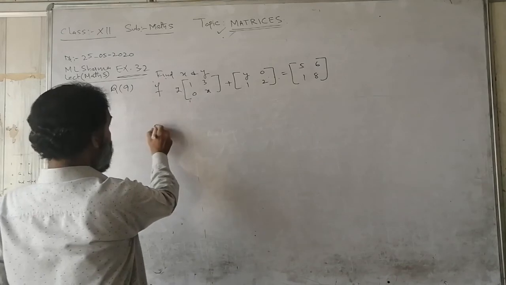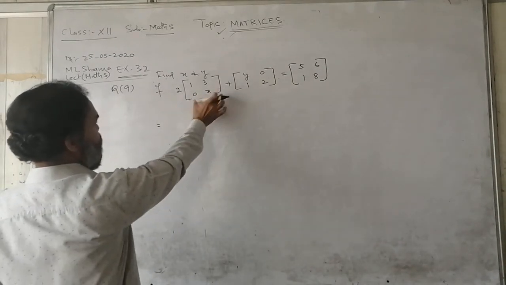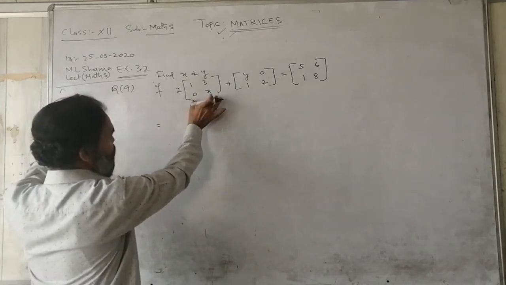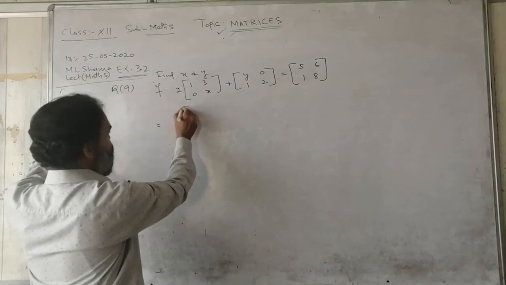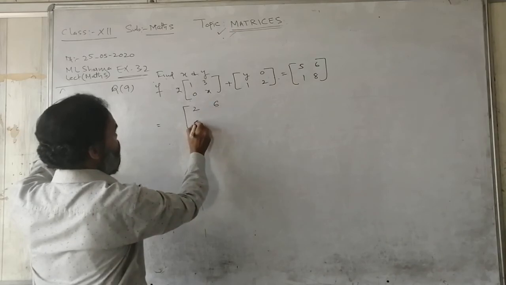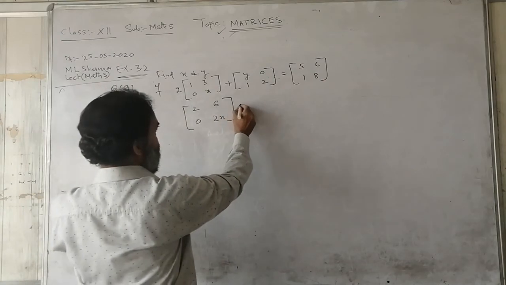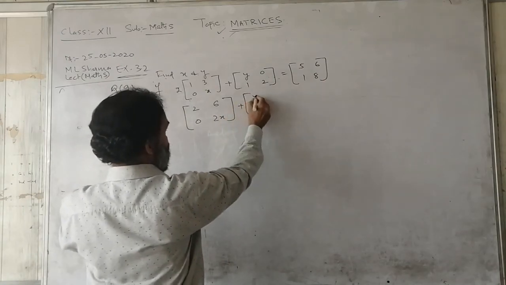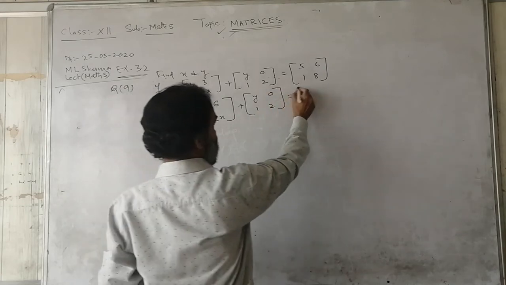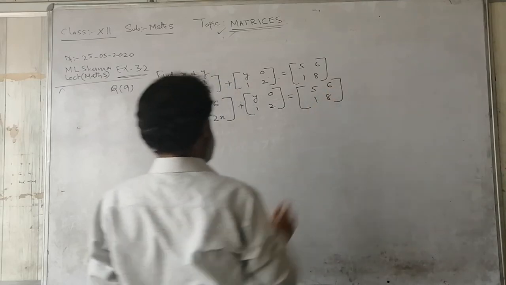So here 2 is a scalar, so I can multiply elements of this matrix, which is of 2 by 2 order. So this will equal to 2, 6, 0, 2x. Then this matrix will remain as it is, and this will also be the same as it is.